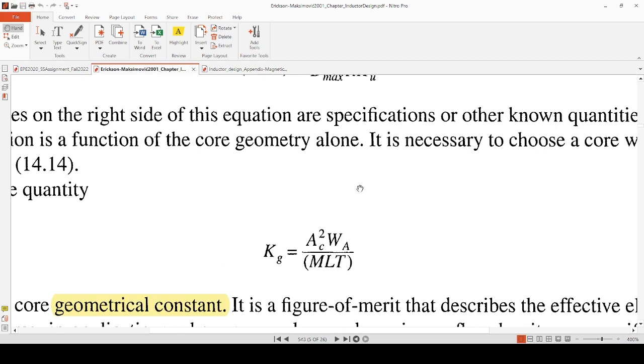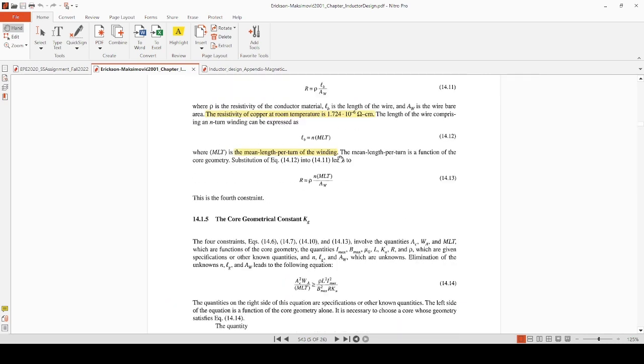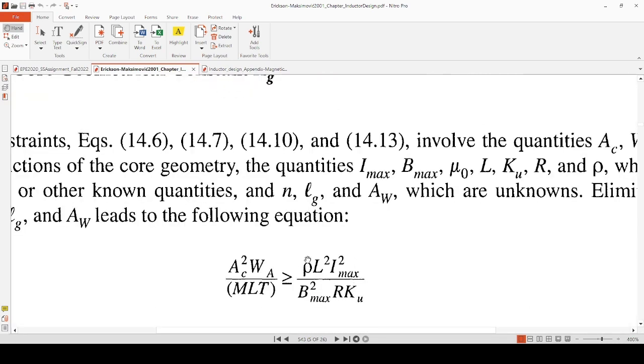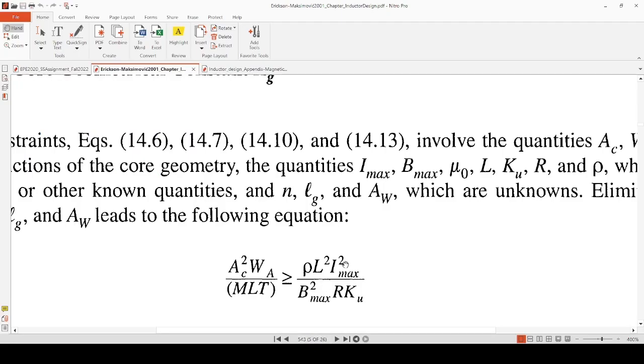This is for specification. But if we want to calculate from our givens, we use this formula and this formula. We try to calculate this number. We have resistivity given at room temperature as 1.724 × 10^-6 ohm per centimeter. And we just substitute in this equation, having the resistance.